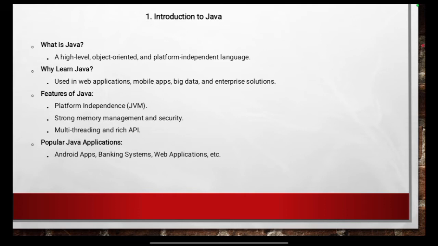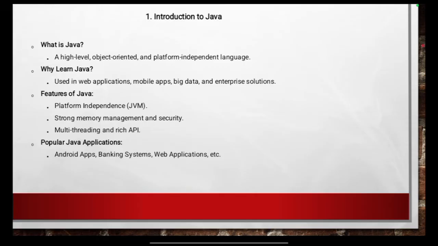Rich API and libraries. Java comes with a vast collection of standard libraries and APIs that simplify tasks like networking, data structures, utilities, file handling, and graphical user interface development.